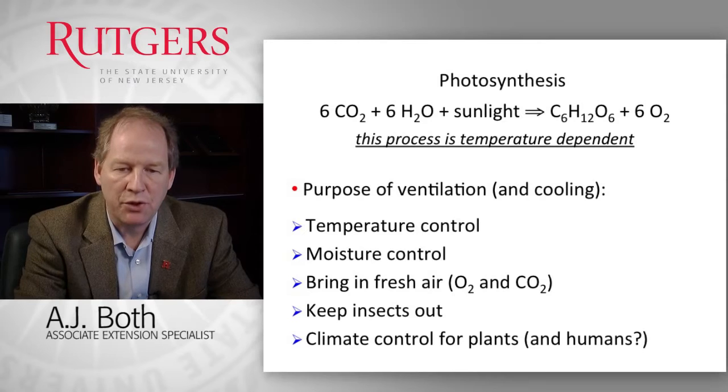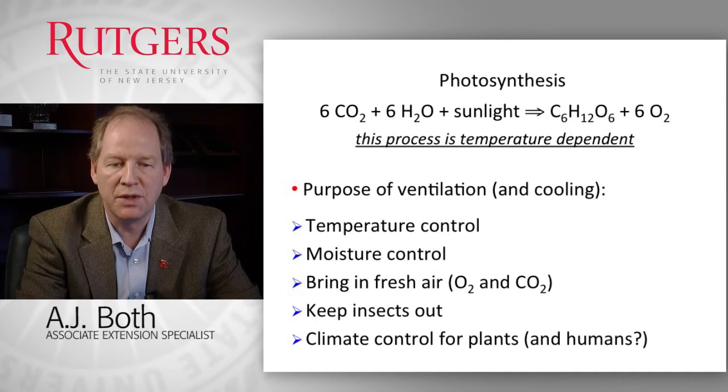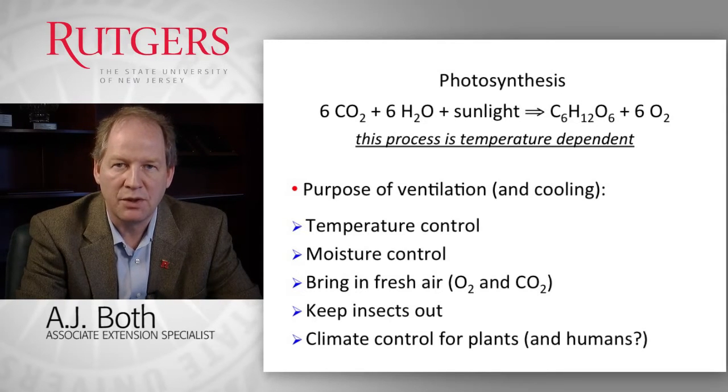When you think about temperature control and ventilation, you have to think about photosynthesis first. Here I show you the equation of photosynthesis, and I want you to remember that this process is temperature dependent. So we need to control the temperature in a greenhouse to make sure that we optimize the process of photosynthesis, to optimize plant growth. The purpose of ventilation, as well as the purpose of cooling, is to control the temperature to make sure we provide the optimum conditions for plant growth.